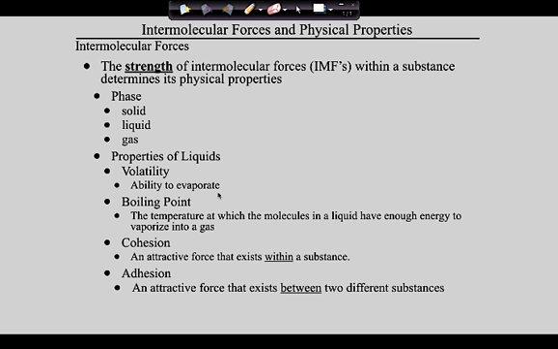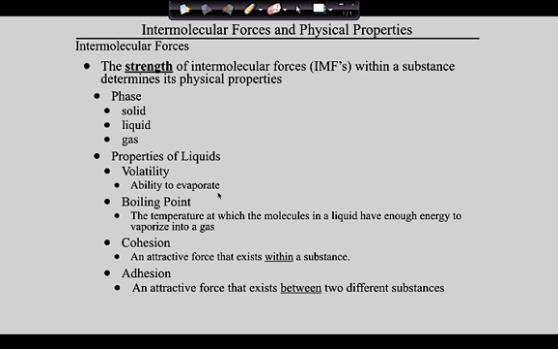If they're liquids, we're going to figure out if they have higher or lower volatilities, higher or lower boiling points, and higher or lower adhesive and cohesive forces. This pretty much lays out the rest of the day for us. You ready to move on? You okay? You all caught up?